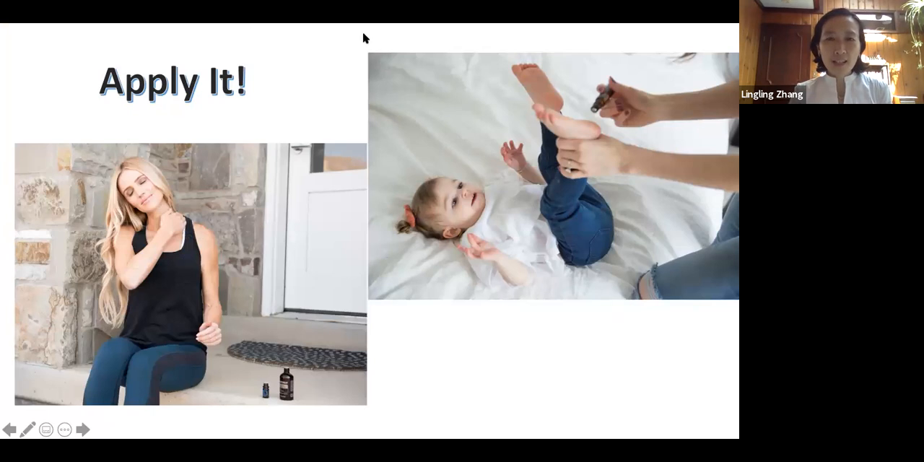Now, aside from smelling it and diffusing it, you also can apply it. As I said, you can apply Breathe or other oils, like eucalyptus and rosemary, to your chest and to the back as well. You can also apply to the bottom of the feet, because it's connected to all of your body systems. So applying to the bottom of the feet is always effective.